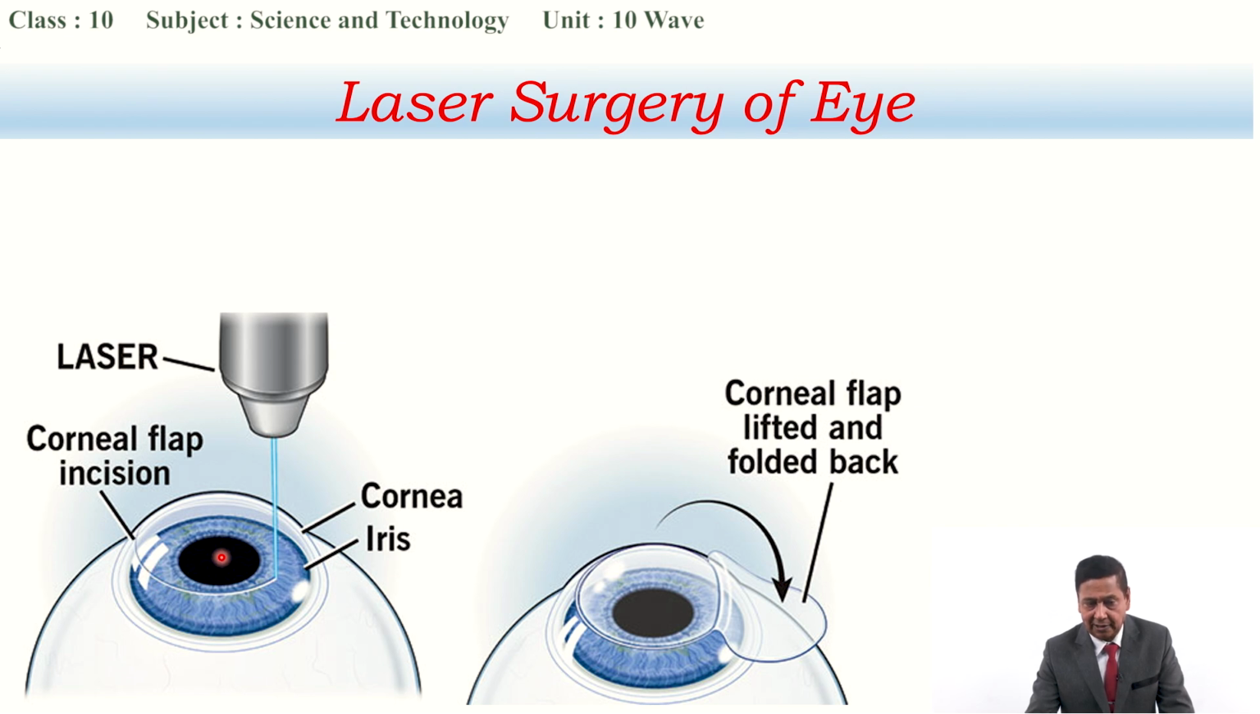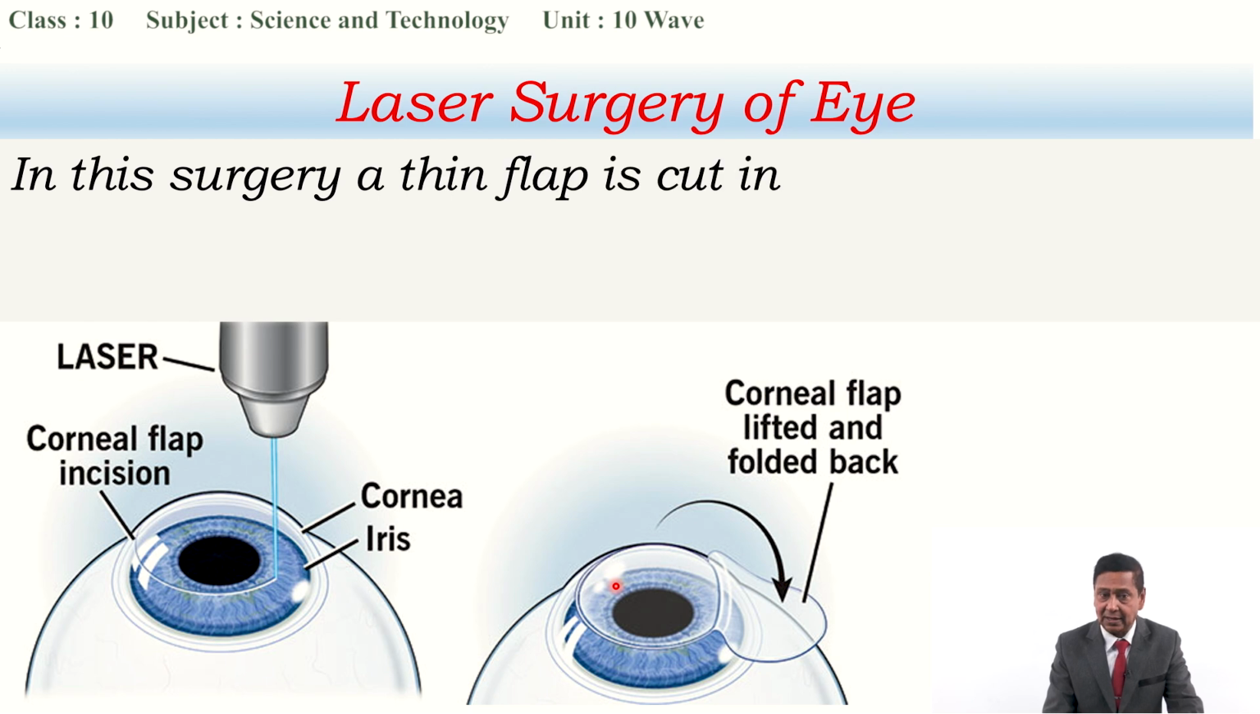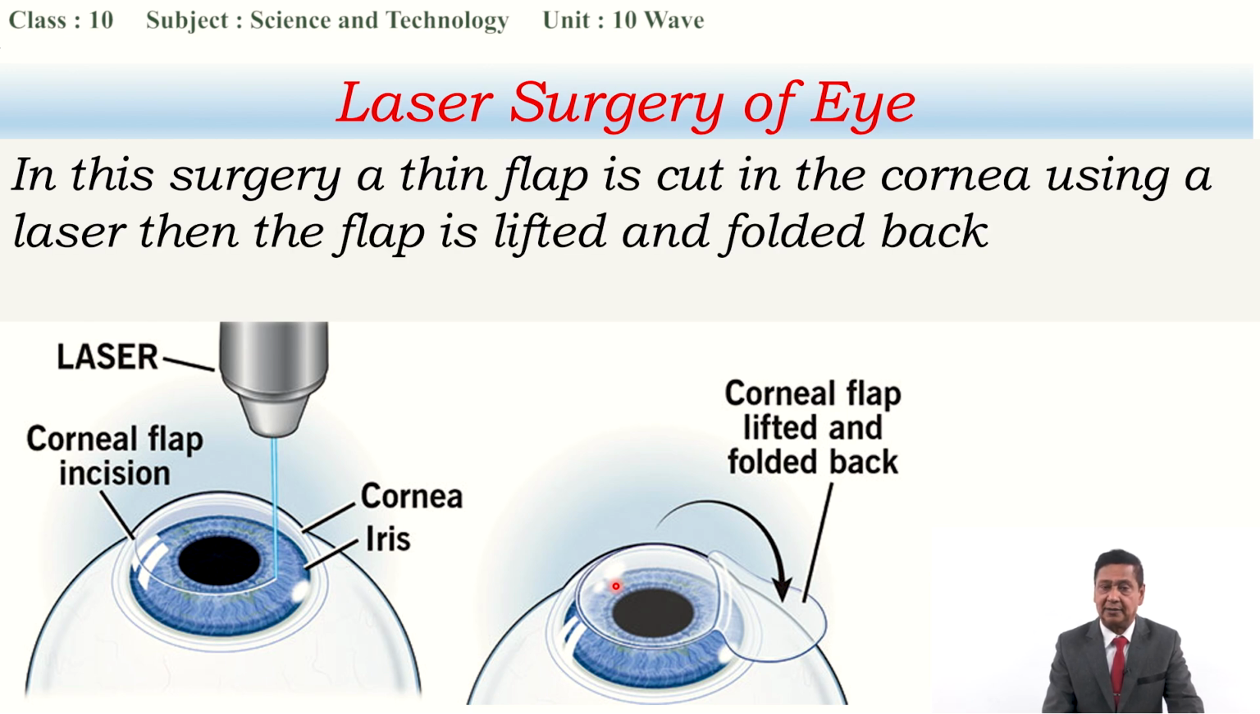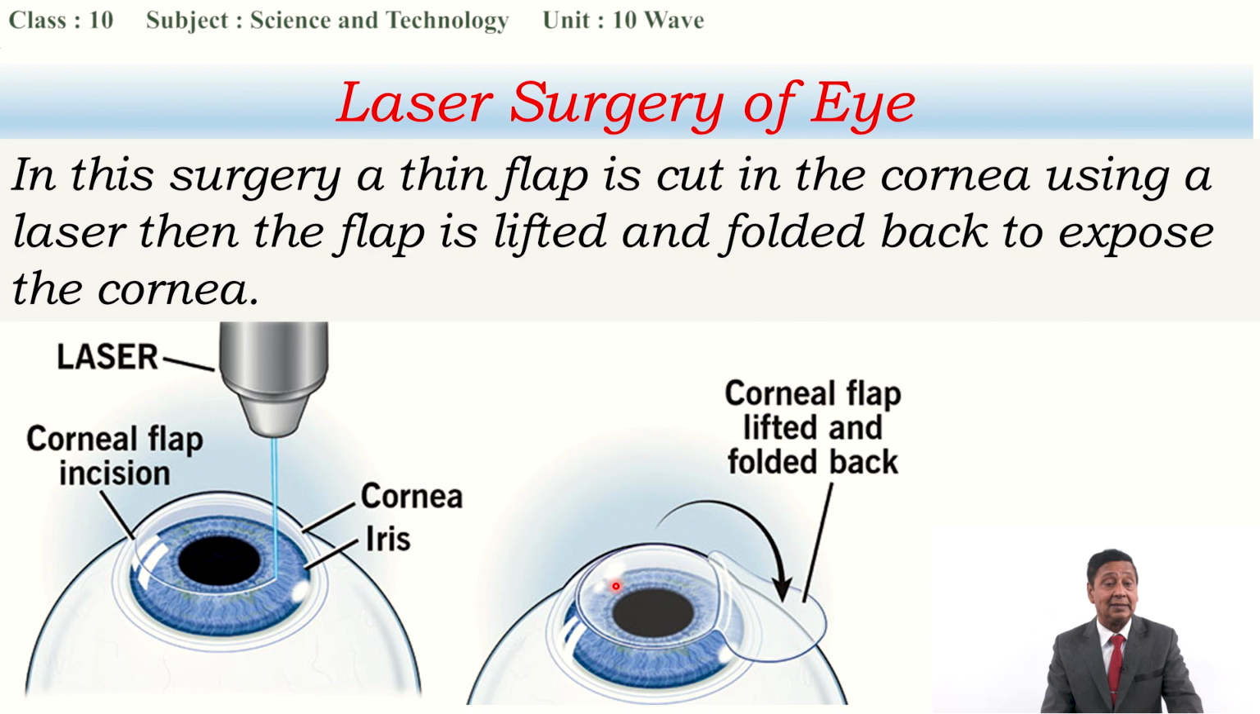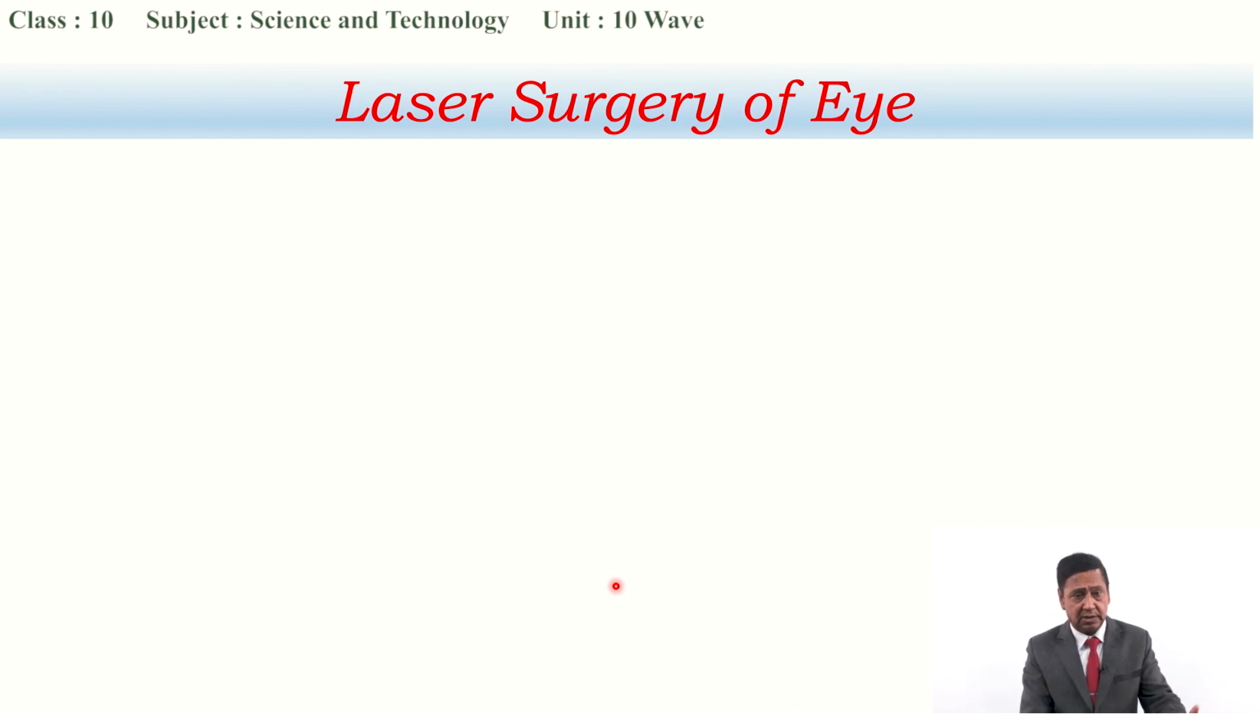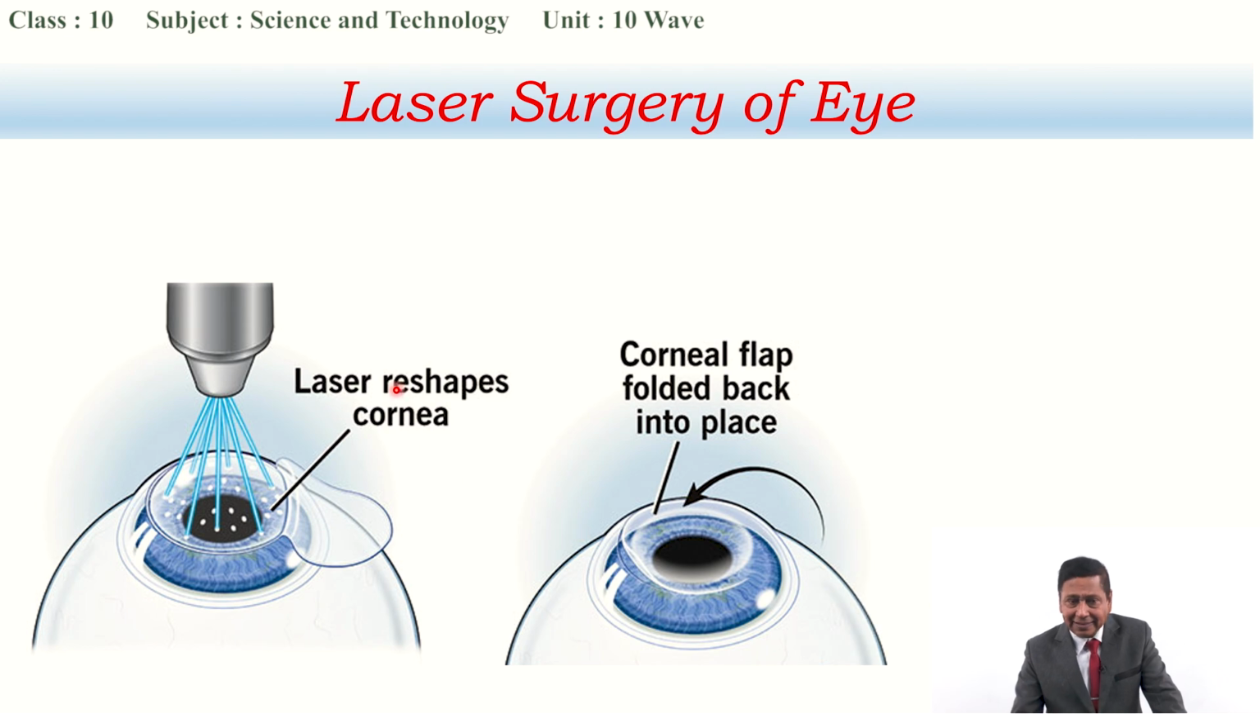The cornea is thick, so a little is cut like this and then the flap of cornea is folded. Now what have we opened? The cornea, isn't it? We can say this way: in this surgery a thin flap is cut in the cornea using a laser, then the flap is lifted and folded back to expose the cornea.